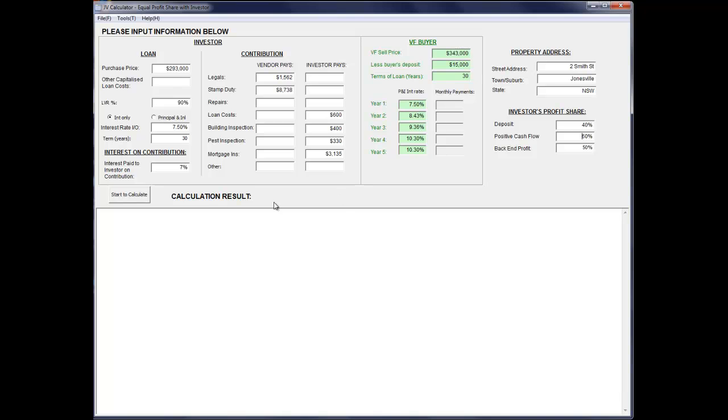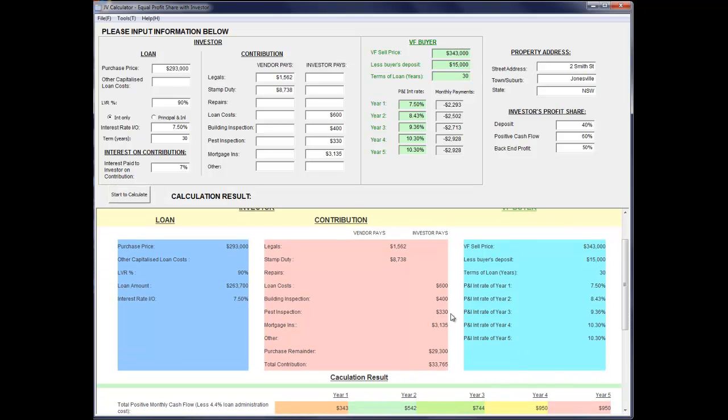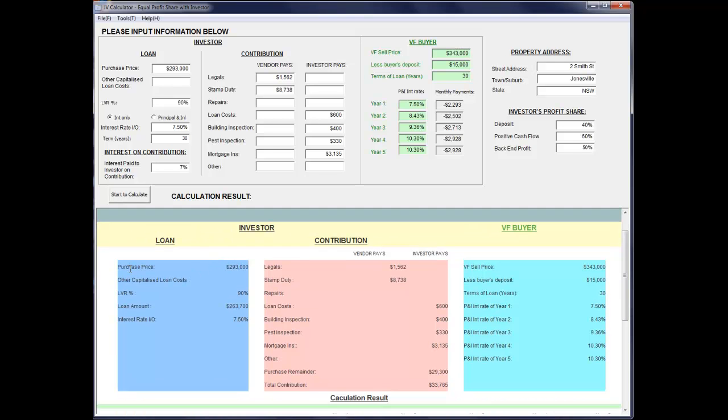You can see that the percentage signs come up once you enter the figures. It's now time to press the Start to Calculate button, and we can start to see the results here. It's simply showing the vendor finance joint venture figures for 2 Smith Street, Jonesville. It's going down with the details of the investor's loan. Here we have what we've entered up in the top area. It's also come up with a total for the investor's contribution.